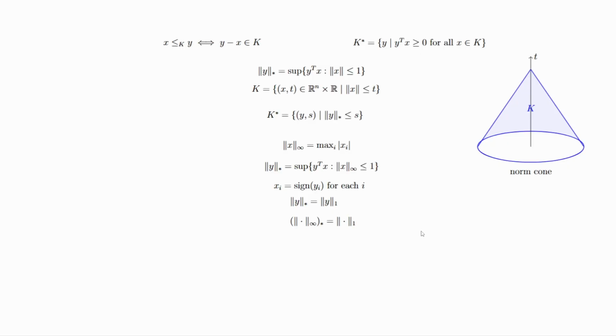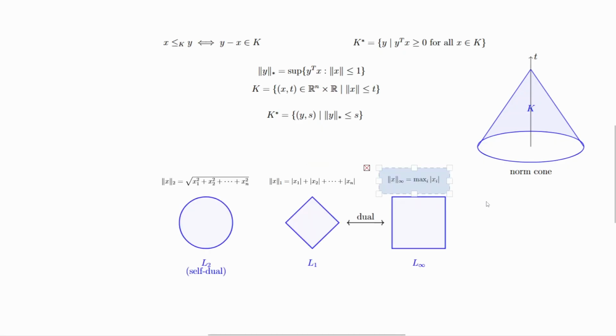So the dual norm of L infinity is L1. So they're dual to each other. Just to summarize what we just did, here's a picture of all the different norms we explored. First we explored the L2, which is the Euclidean distance. And remember, all these norms are less than or equal to 1. And we saw that the L2 norm is self-dual.